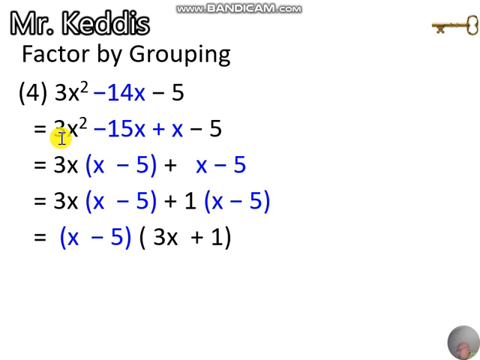I group them. Between 3 and 15, I get 3. Between x squared and x, I get x. 3x common factor times x minus 5. And here, x minus 5. I can write this x minus 5 as 1 times x minus 5. You have x minus 5 here and x minus 5 here. I take x minus 5 as a common factor. When you multiply x minus 5 by 3x, I get the first term. When you multiply x minus 5 by positive 1, I get the second term.